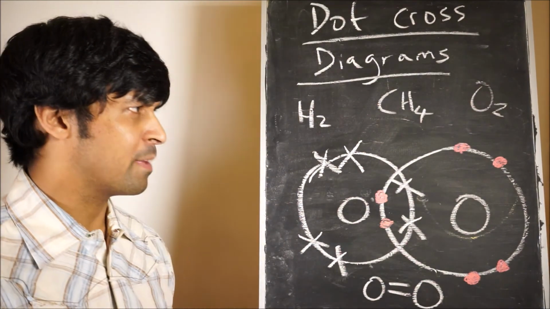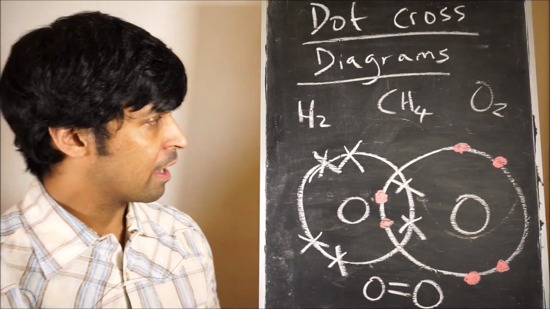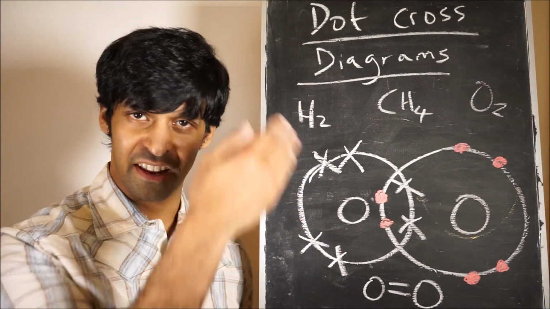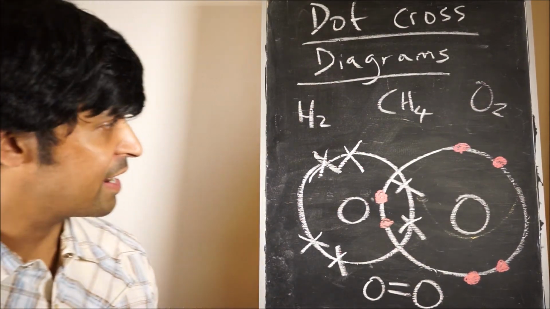Okay, hope that makes sense. You can also have triple bonds. For example, nitrogen, anything in group 15. There we are, dead easy.